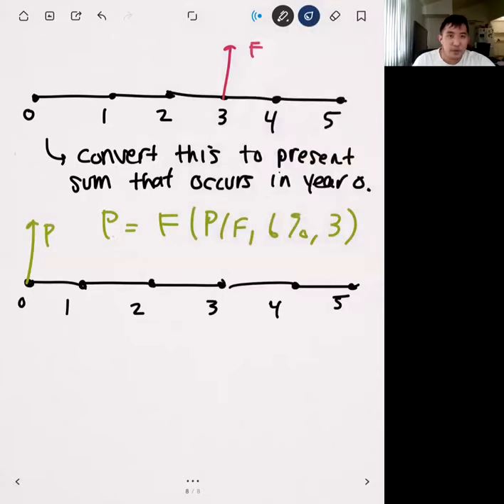At first it might seem like we just moved the arrow from one place to the other, but we're in a much more advantageous position here because we have P that occurs at the very beginning of the period, and this is a standard P. With this P we can do whatever we want with it. To convert this into a uniform series that spans all 5 years, let's say that A is equal to P times A over P.